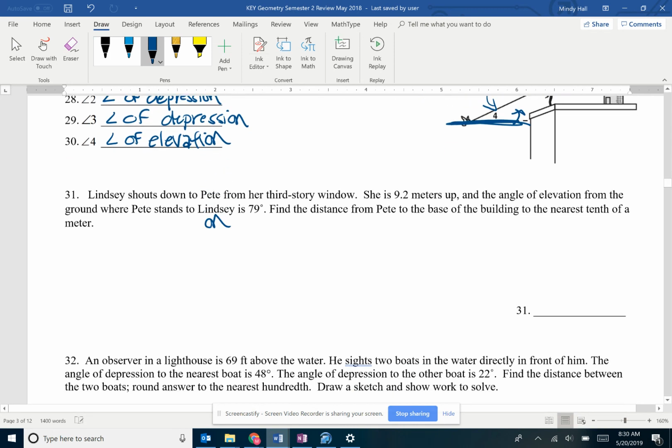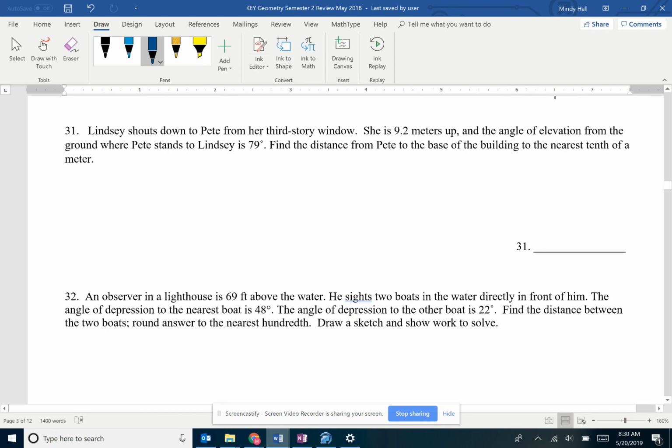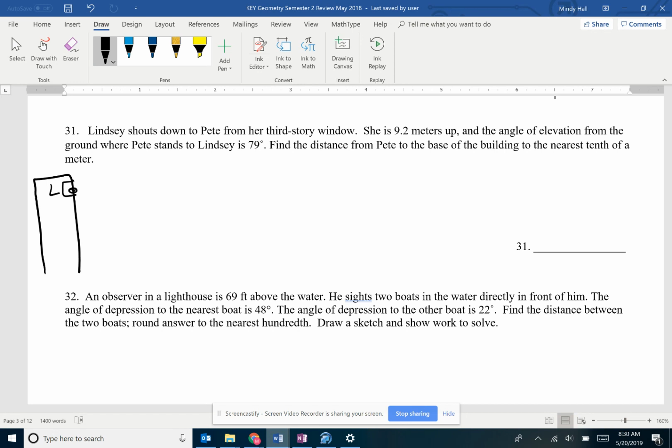So for number 31, Lindsay shouts down to Pete from her 3rd story window. So I'm just going to go ahead and draw. Lindsay's up here. That's Lindsay's head, and she is 9.2 meters up. And the angle of elevation from the ground to where Pete stands, so Pete, who's over here, that angle of elevation from the ground, so right here, is 79 degrees.